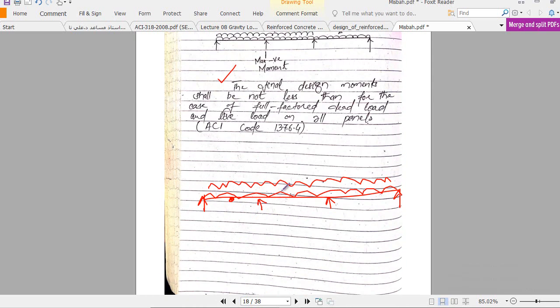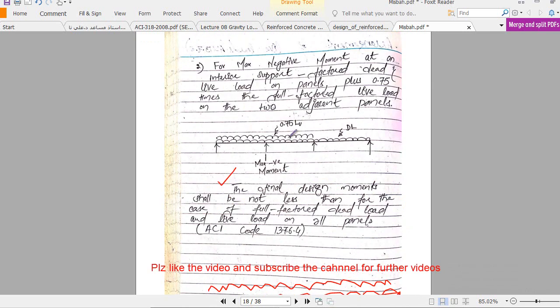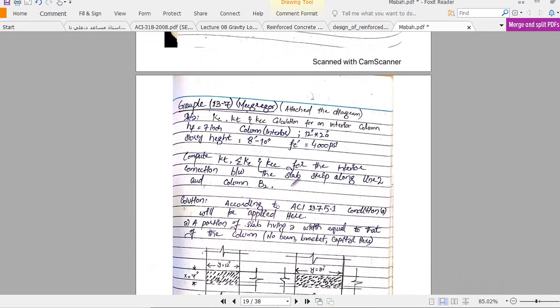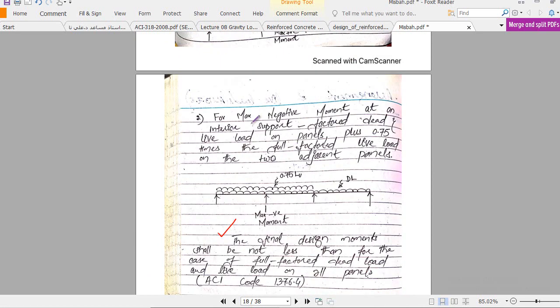So this is basically our baseline. We have to compare all the moments which we got in this load pattern against this load pattern, okay, and we have to choose the maximum final moments. Okay, now this is important.